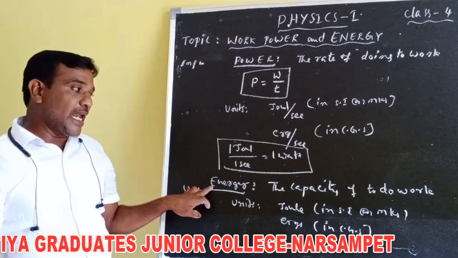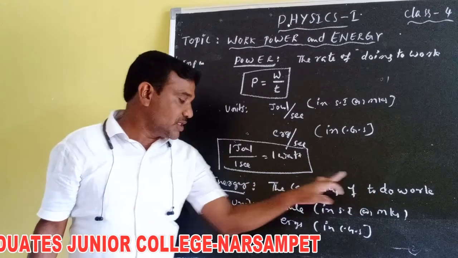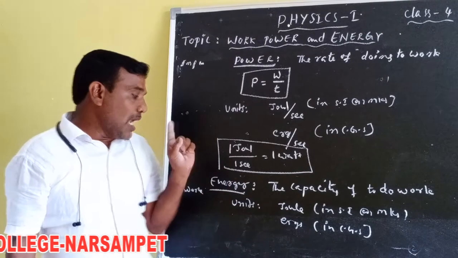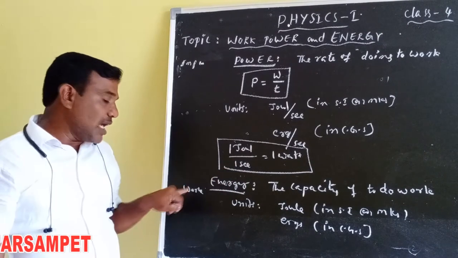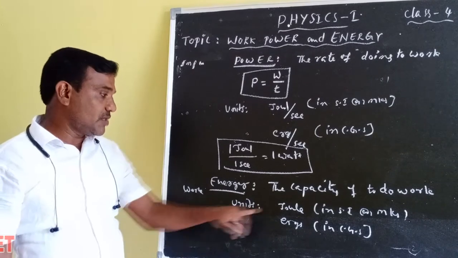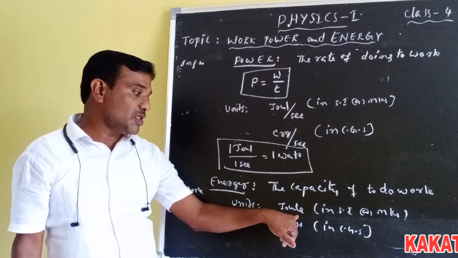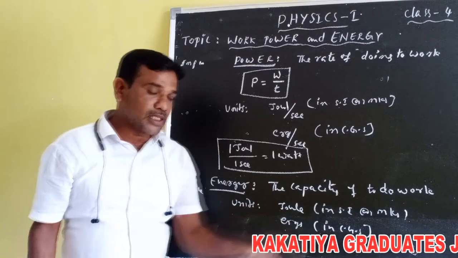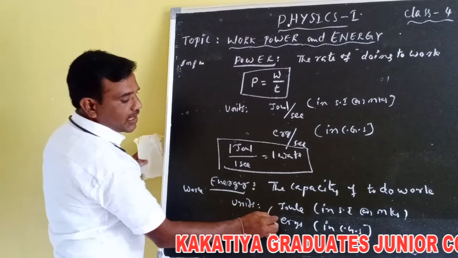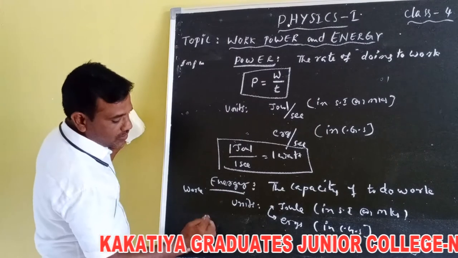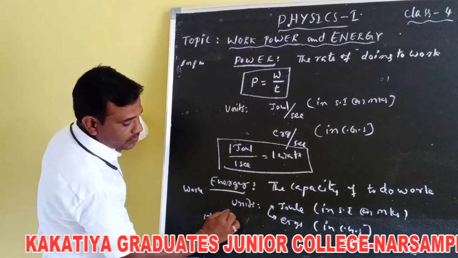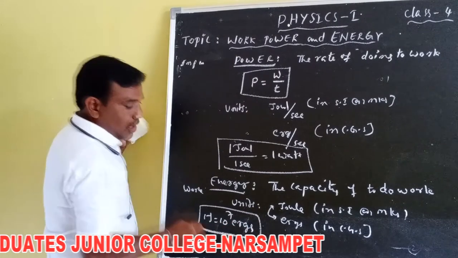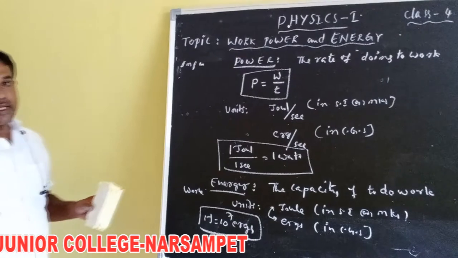Okay, now, what is energy? The capacity to do work is known as energy. The unit is also joule. Energy and work have the same units. Energy is in joule in SI or MKS and erg in CGS. Now we are discussing the relation between erg and joule. 1 joule is equal to 10 to the power of 7 erg. Okay, now that is power and energy.